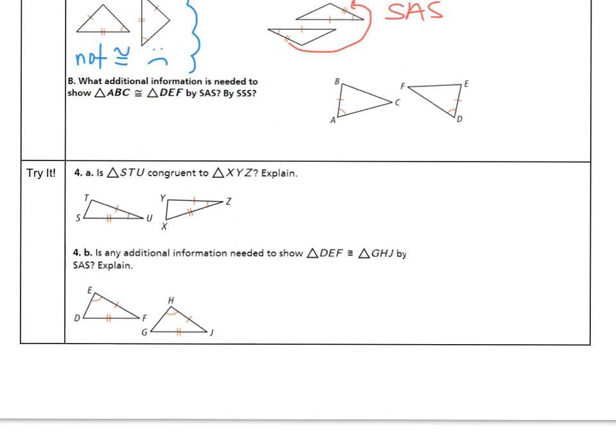What additional information is needed to show triangle ABC is congruent to triangle DEF by side, angle, side? Well, if we look at the picture, BA is congruent to ED. That's a side. Angle A is congruent to angle D. That's an angle. So if we want to use SAS, we need another side. And it matters which one we pick. We have to pick the one where angles A and D would be between.